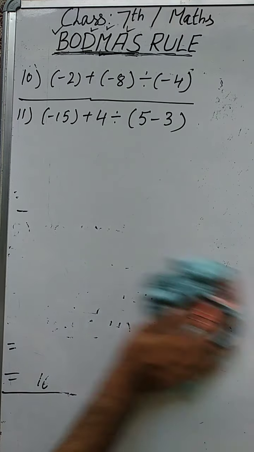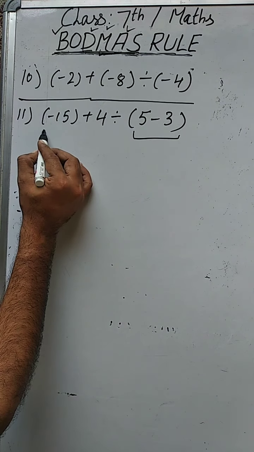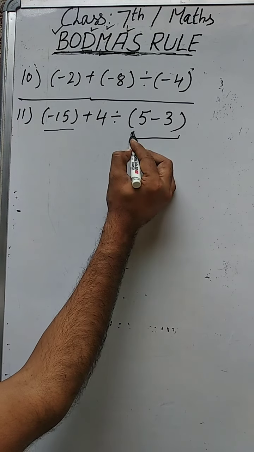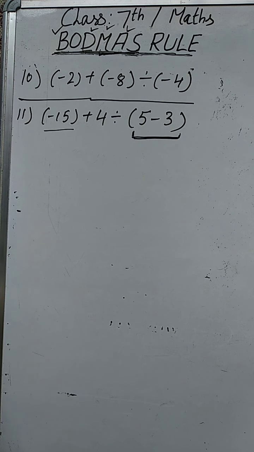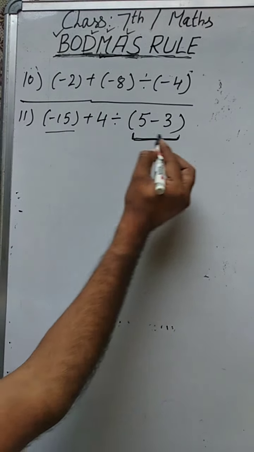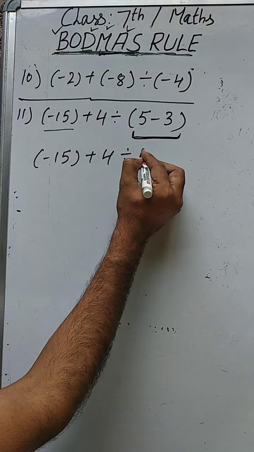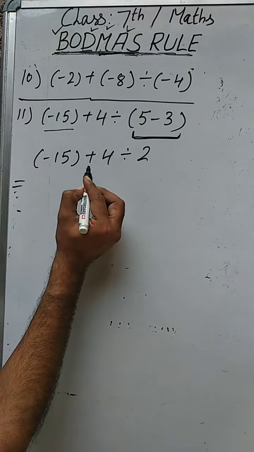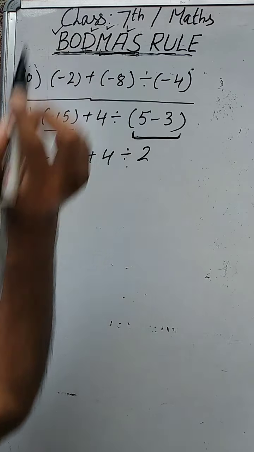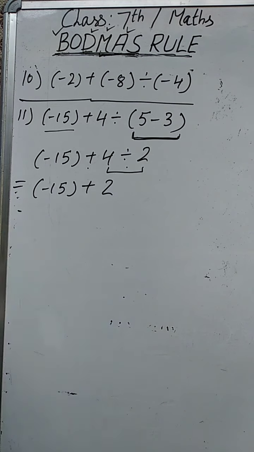Now beta, look here. Is there any bracket? Yes, here is a bracket. We will not consider that one because there is only one number in the bracket. Now here are two numbers. We have to consider only those brackets in which there are two or more than two numbers. Okay beta, so we have to solve this bracket. 5 minus 3 is equal to 2. We will write here 5 minus 3 is equal to 2. Now beta, two operators are there, addition and division. We will perform division first according to BODMAS rule. So 4 divided by 2 is equal to 2.